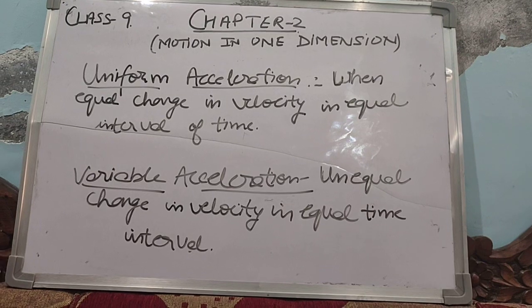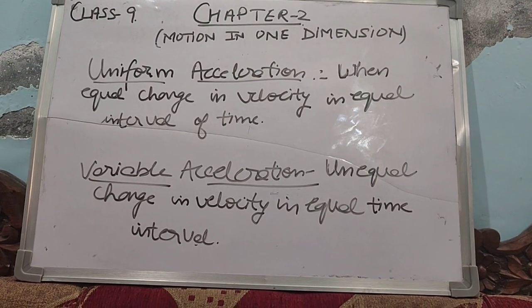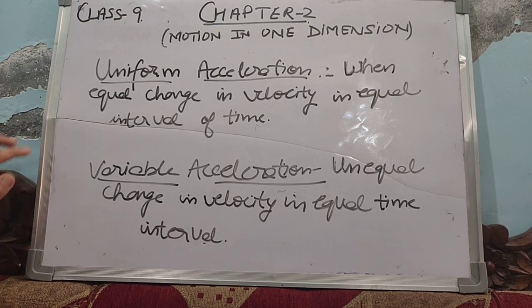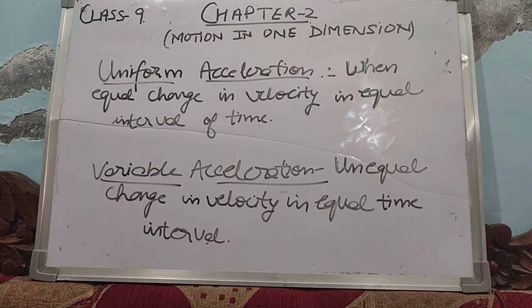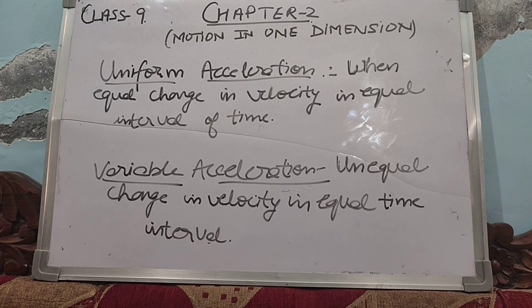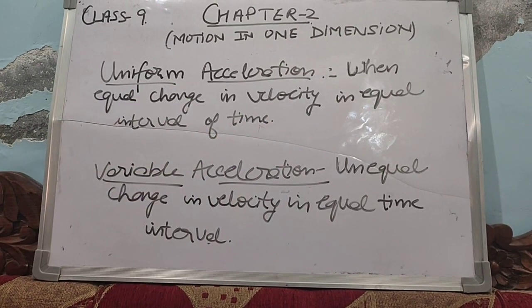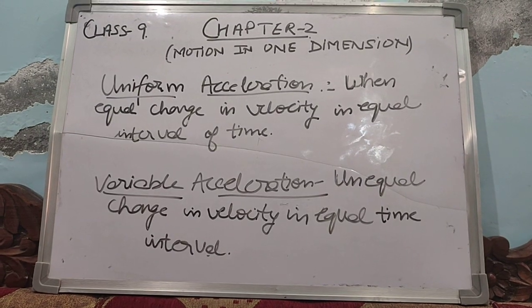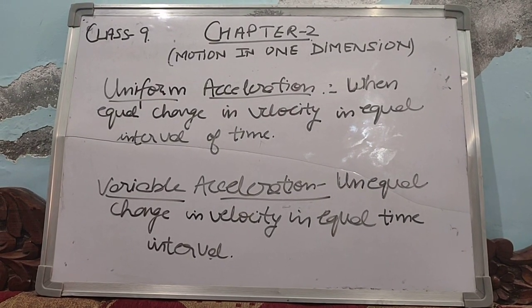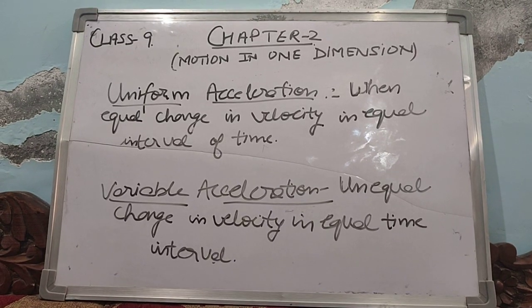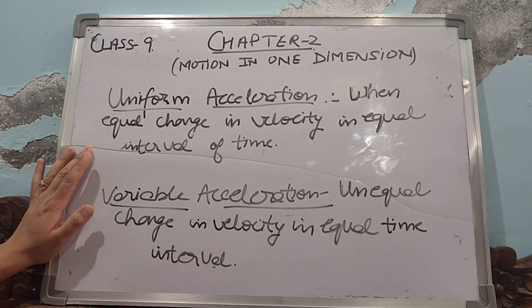Next is uniform acceleration. The acceleration is said to be uniform or constant when equal change in velocity takes place in equal time interval. That is, equal change in velocity in equal interval of time. For example, the motion of a body under gravity, or the free fall of a body, is an example of uniformly accelerated motion.